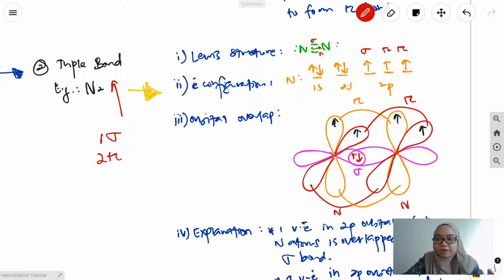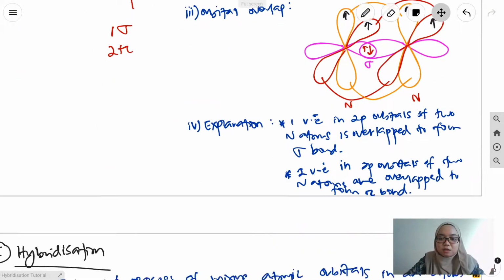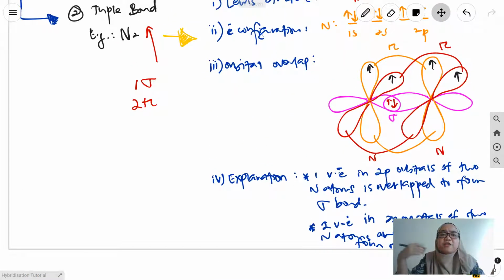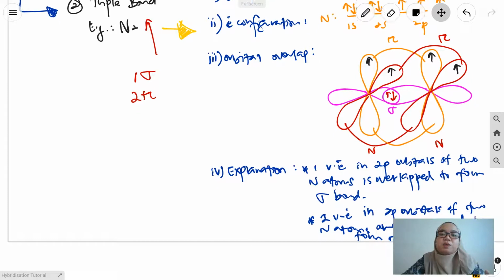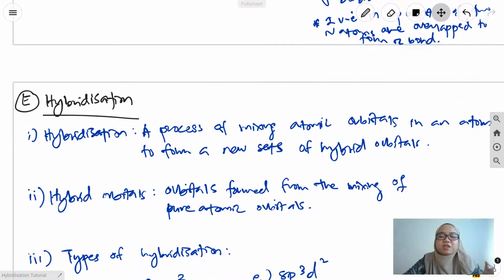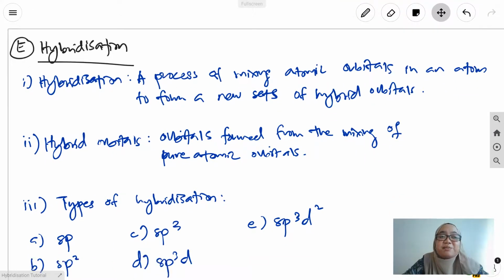Okay? Alright. Are you clear? Alright, good. So now we have learned, we have discussed how the sigma bond and the pi bond are formed in the molecule. So now we are going to look at what is hybridization. Okay, so just now it's just the introduction, the beginning. So now we are going to look at the hybridization.